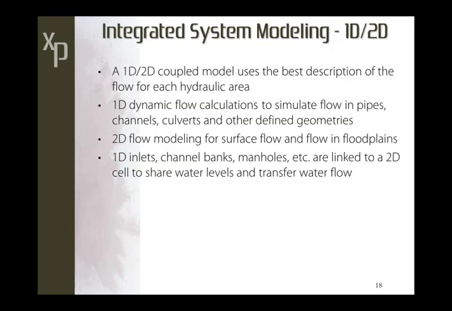So if we think how this could be utilized for an integrated 1D 2D system, a 1D 2D coupled model will use the best description of the flow for each hydraulic area. The 1D dynamic flow calculations will be used to simulate flow in closed conduits, pipes, culverts, as well as clearly defined channels. The 2D flow modeling will be used for the rest of the simulation, all of the overland flow, surface flow, and floodplain flow. 1D inlets, channel banks, and manholes can all be linked to a 2D cell to share and transfer water levels and flow.